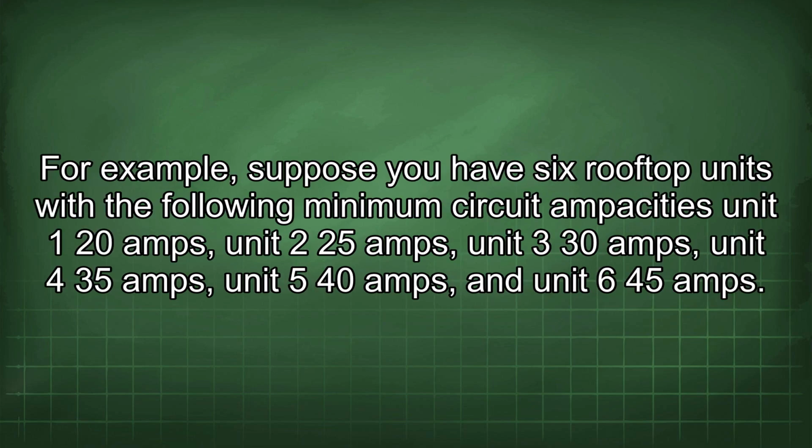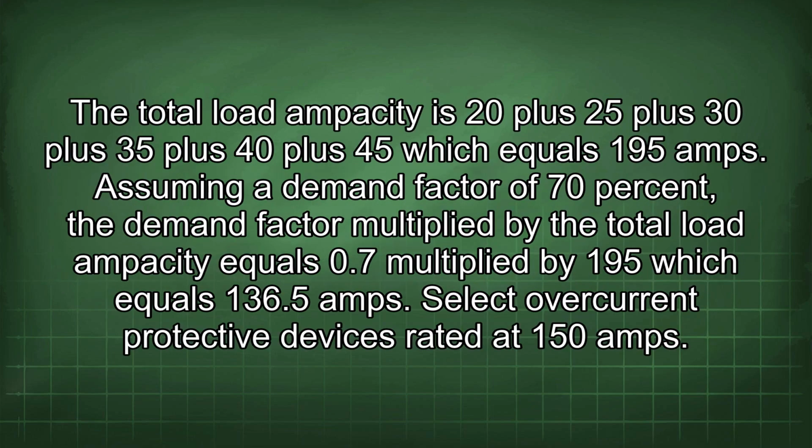For example, suppose you have 6 rooftop units with the following minimum circuit ampacities: Unit 1 20 amps, Unit 2 25 amps, Unit 3 30 amps, Unit 4 35 amps, Unit 5 40 amps, and Unit 6 45 amps. The total load ampacity is 20 plus 25 plus 30 plus 35 plus 40 plus 45, which equals 195 amps.